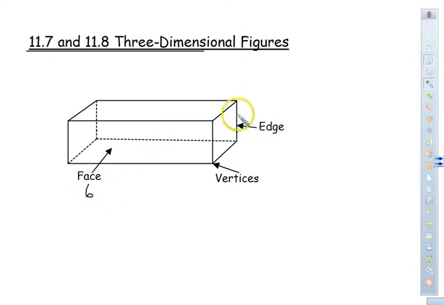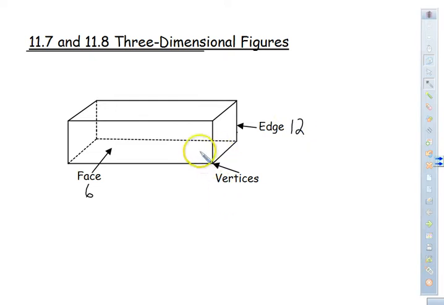An edge is where two of the faces connect. So we have 1, 2, 3, 4 edges on that side, 4 on the other end, and then the length connecting those tops and bottoms and the front and back sides, we also have 4. So a total of 12 edges.